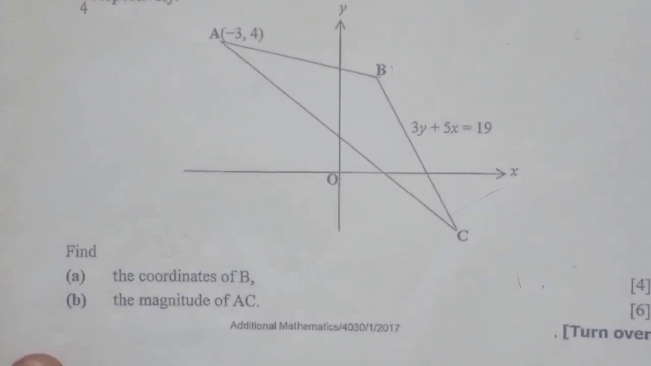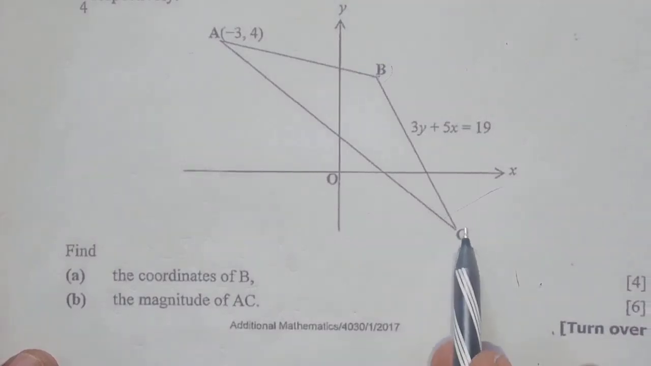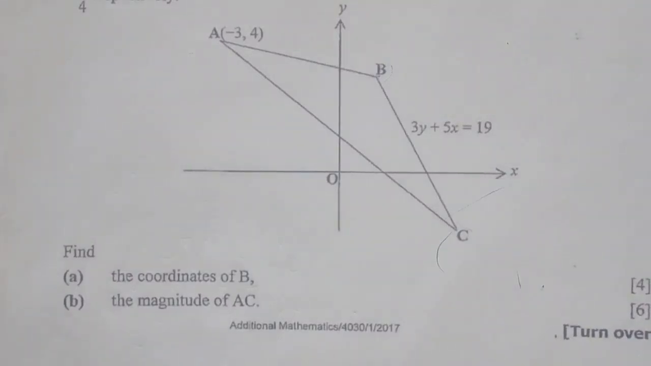Okay, so if you see here, for us to find the magnitude, we need to have the coordinates of C. This question has 6 marks, because you are required to find the coordinates of C, then you find the magnitude of AC. So how can you find the coordinate of C?